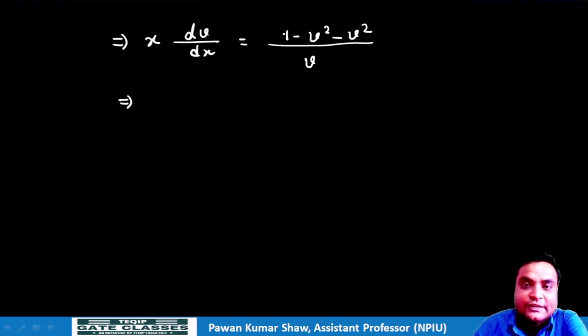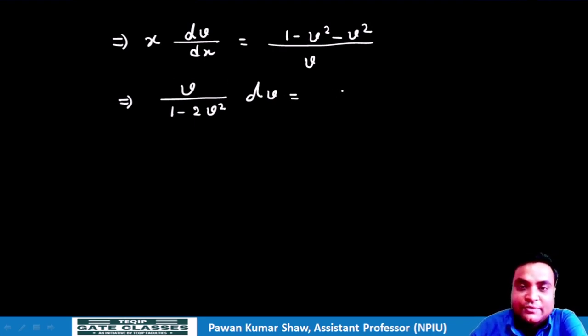This right hand side is a function of v. So we can write in terms of x and v, we can separate the variable v and we can separate the variable x. So we can write v by 1 minus 2v square, because we want to keep the v function in terms of the differential term, that is dv. And what about x? This x will be our dx by x.